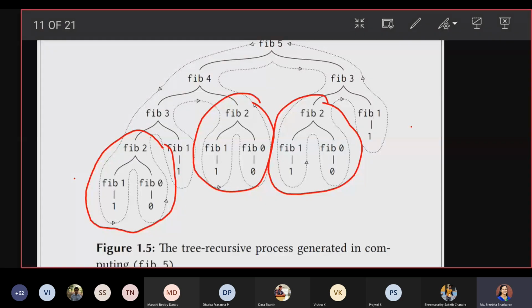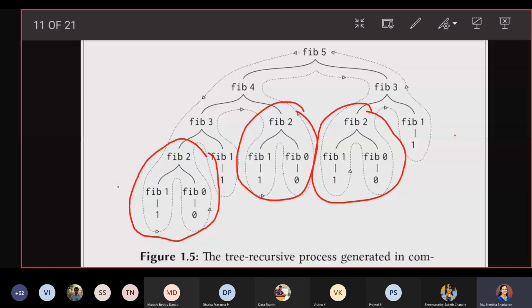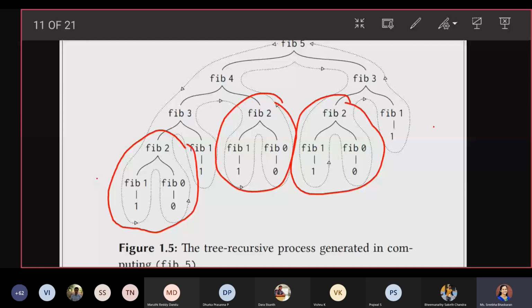So when you start analyzing with respect to steps and space, for these types of procedures which generate a process, that is tree recursion. It's like a tree structure. So we call this a tree recursive process. Why tree? Because it's in the tree structure. Recursive process because you are calling the same procedure again and again. Okay, so what will be the complexity?